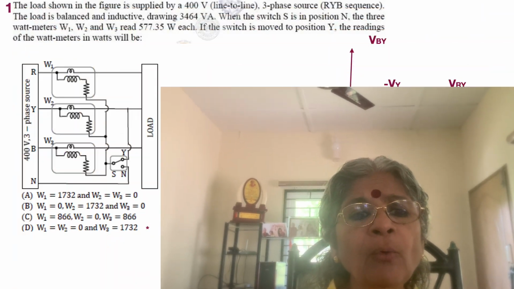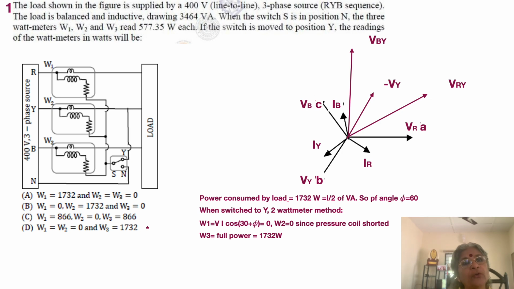The first feature that must come to our mind is that when the switch is moved to position Y, W2 has a shorted potential coil, or in other words, it measures 0 voltage and its reading will be equal to 0, because the reading is given by the wattmeter's current coil quantity multiplied by the potential coil quantity and the angle between them. Of course, when you are having a 2 wattmeter method, it's different. So now, since we are having a 2 wattmeter method, what is going to be the context? W2 is equal to 0, which means that answer B is already removed from our mind.